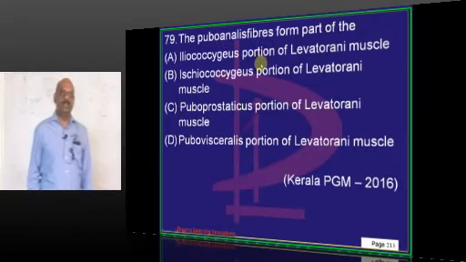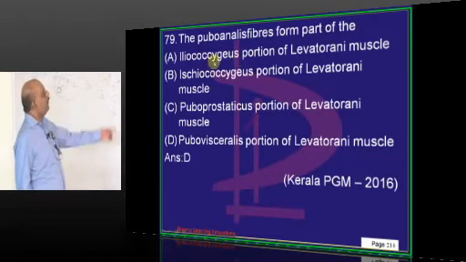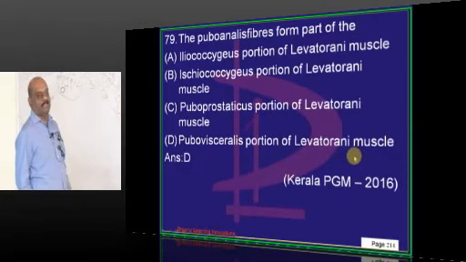Puboanalis fibers. You know puborectalis. Analis is behind the rectum. So, it is the pubovisceralis portion of the levator ani muscle.